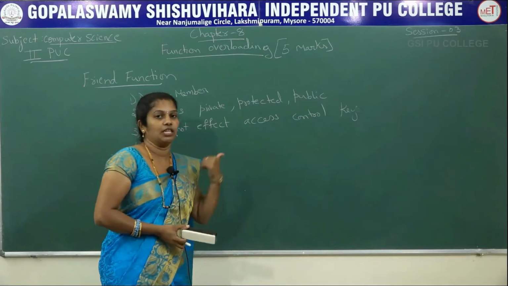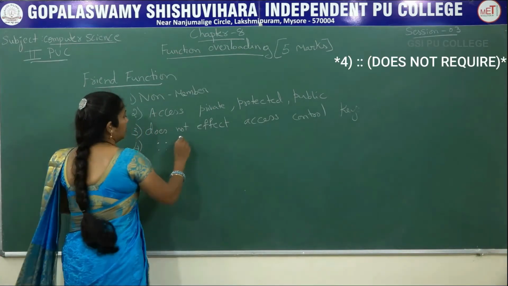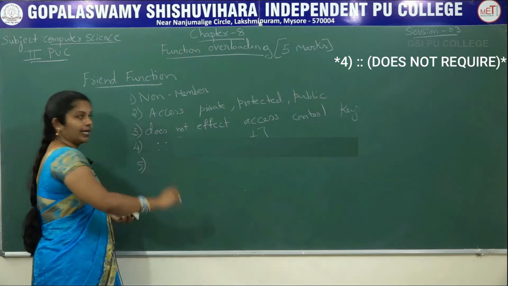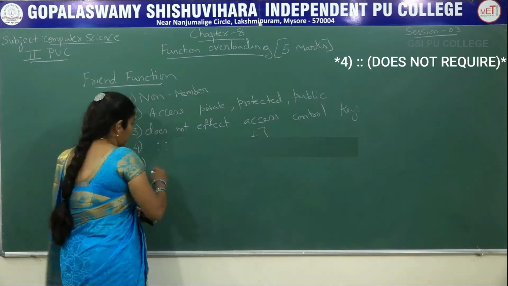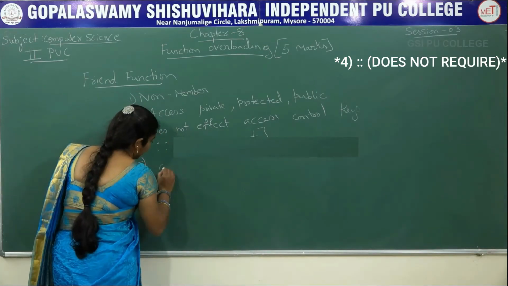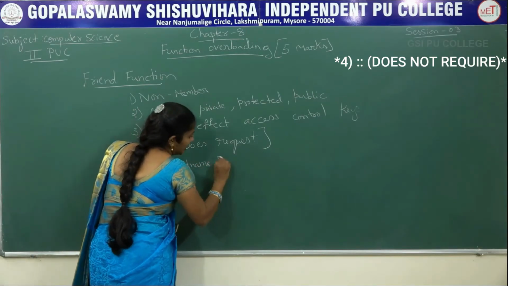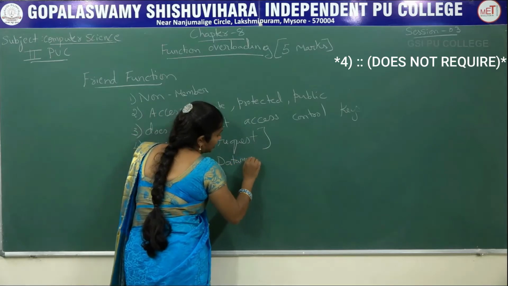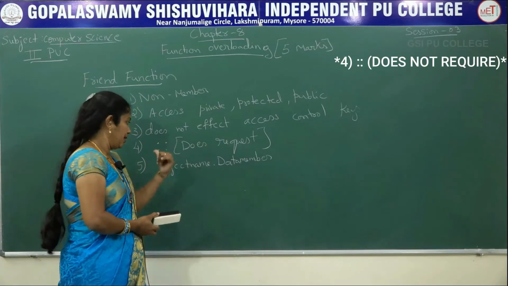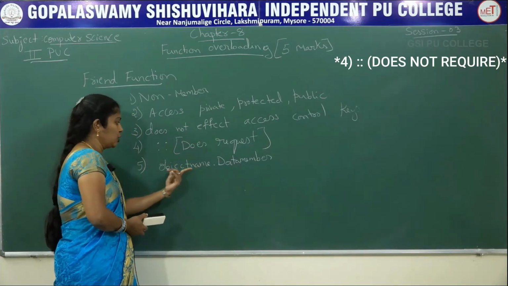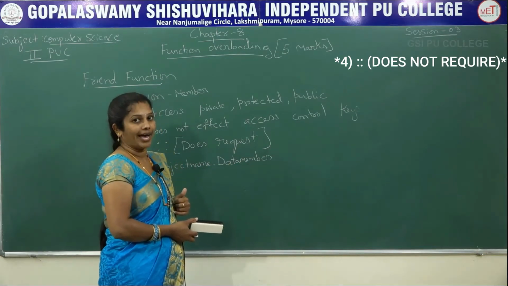Whatever the access specifier is, it does not affect it, and it does not use the scope resolution operator to define this non-member function outside the class. Directly it cannot access the data. If it wants to access any data, first it has to write the object name, then dot, then the data member. Then only it can access. Directly it cannot access all the data.